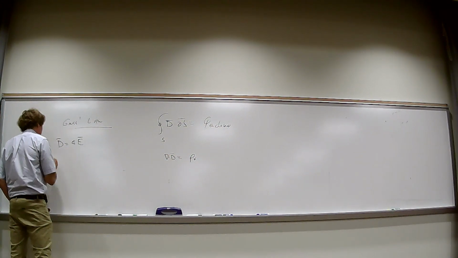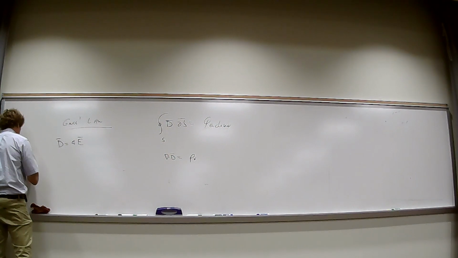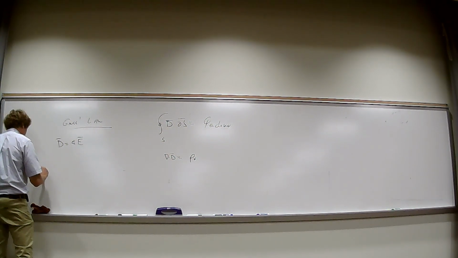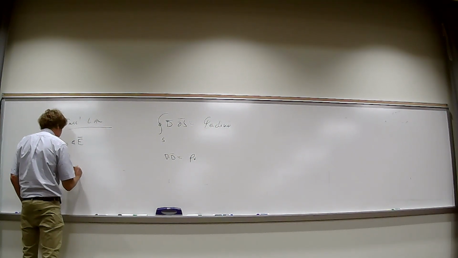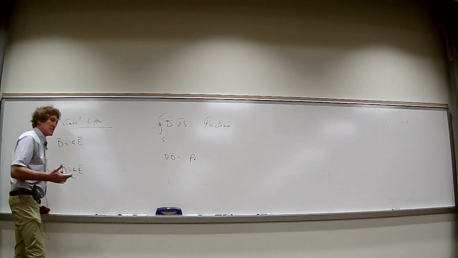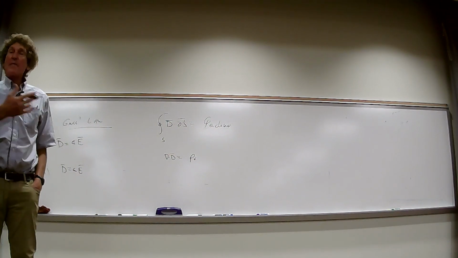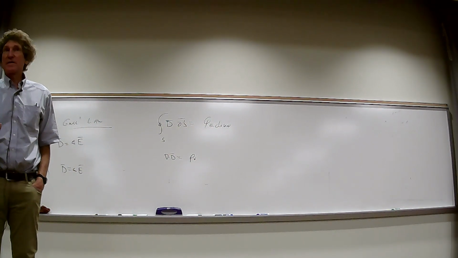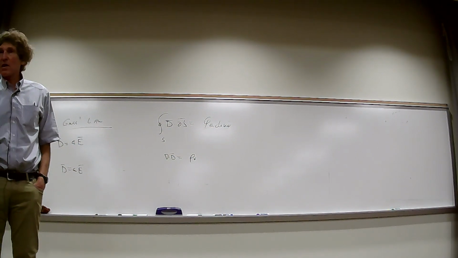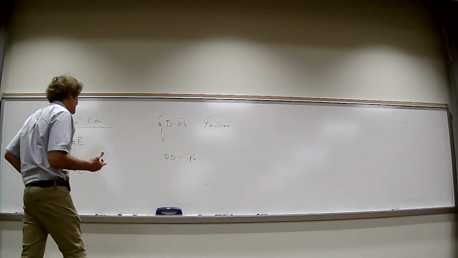If you're in free space, in other words, a vacuum, then you have D is equal to epsilon naught E. And epsilon naught is just a constant. It's based on nothing being there. And it's 8.854 times 10 to the minus 12 farads per meter, approximately. It's based on measurements. Y'all with me? Or 1 over 36 pi times 10 to the minus 9.